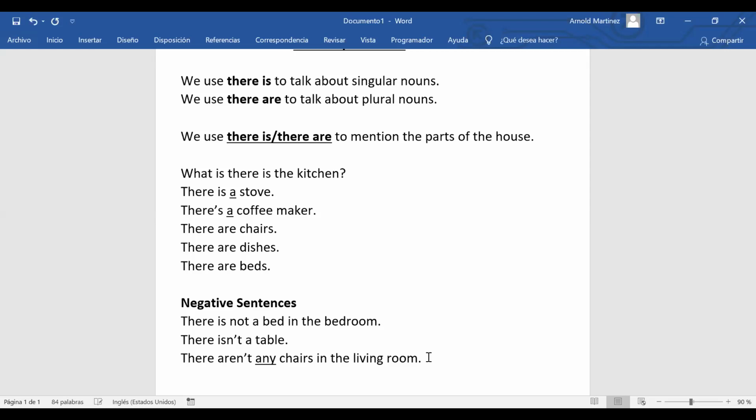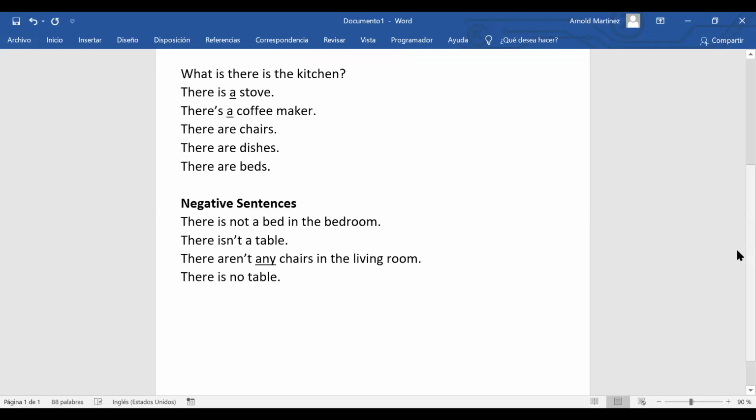Okay? So also we can say there is no table. Look, there is no table. Another one, there are no things in the bathroom. Okay, all of these are negatives. So there is not a bed in the bedroom, correct. There isn't a table, correct. There aren't any chairs in the living room, correct. There is no table, also correct. There are no things in the bathroom, correct.